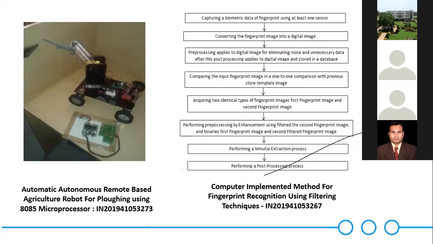Another simple invention: an agriculture plowing robot using an 8085 microprocessor. Everyone is a research scholar here, everyone is a professor here, everyone knows how basic the 8085 microprocessor is. Nothing complicated.